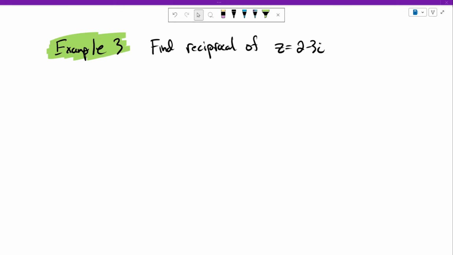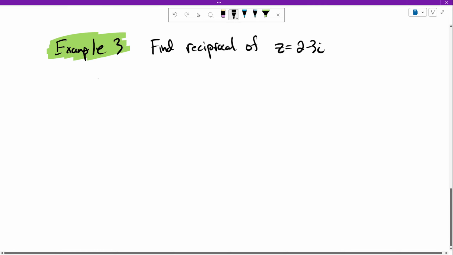Example 3, we're going to find the reciprocal of the complex number 2 minus 3i. And reciprocal just means 1 over it. So we're going to be computing what's called the inverse of the complex number 2 minus 3i. That's also known as the reciprocal. So that means what we need to do is compute 1 over 2 minus 3i. This here represents the reciprocal.